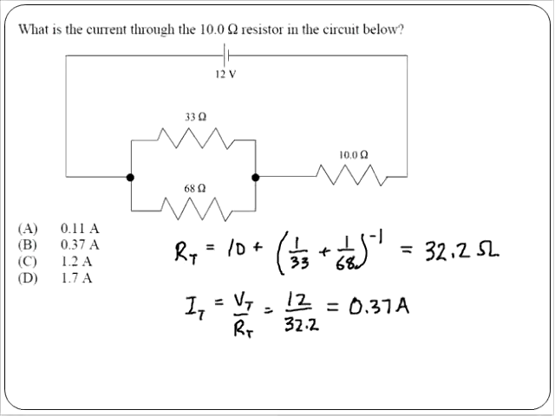That's the total current leaving the battery, but remember, that total current has to go through this resistor. There's nowhere else for it to go. It has to go through the 10 ohm resistor as well. So the answer is B. Okay, and again, that's not terribly complicated.